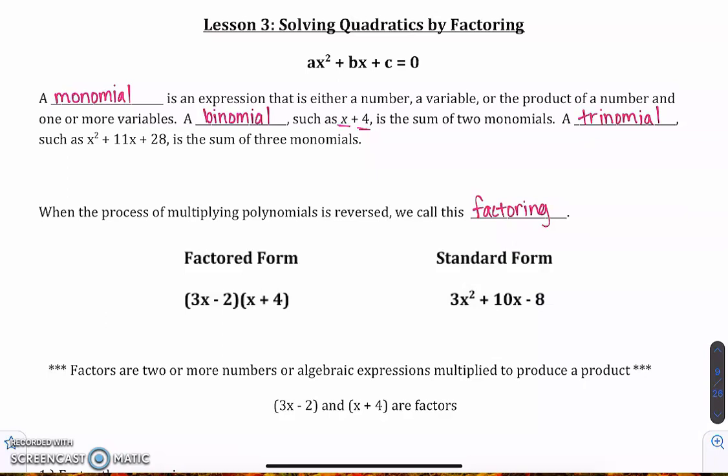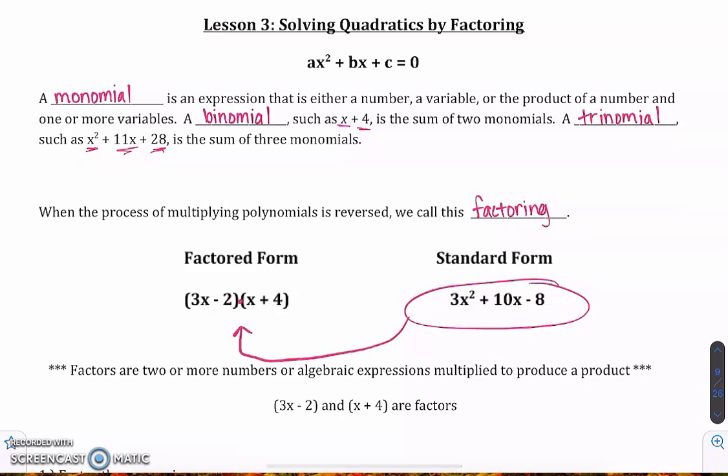So these three terms, we usually just call them terms, but they are considered monomials. So when we factor, we'll usually factor a binomial or a trinomial. When the process of multiplying polynomials is reversed, we call this factoring. So we've worked with putting things into standard form, so that's this one. When it's factored, it's these two terms multiplied together.